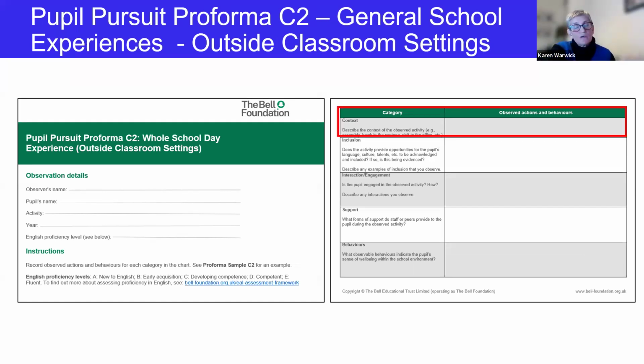You've got space to put all your information and instructions, and again, the categories follow more or less the same headings. There's a couple that are slightly different. But for example, there's a subheading on behaviours, and it asks what observable behaviour indicate the pupil's sense of well-being within the school environment. So just make yourself familiar with the questions that guide you.